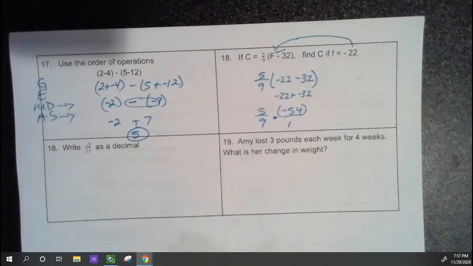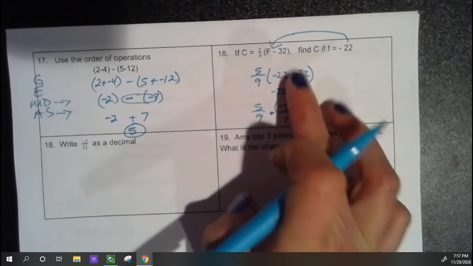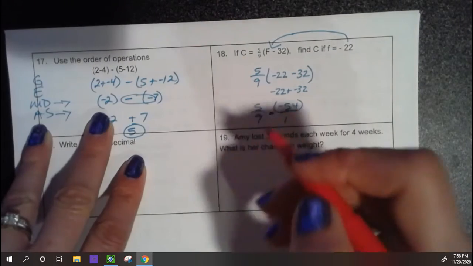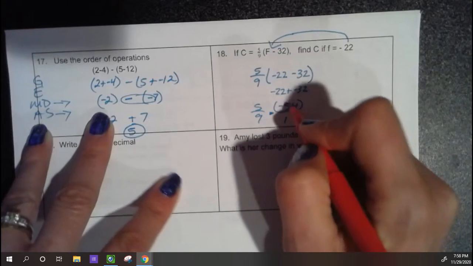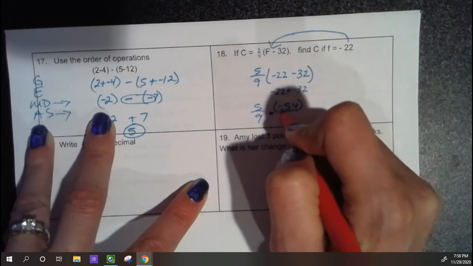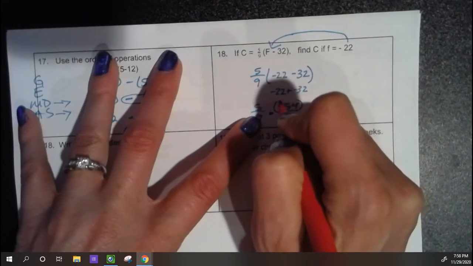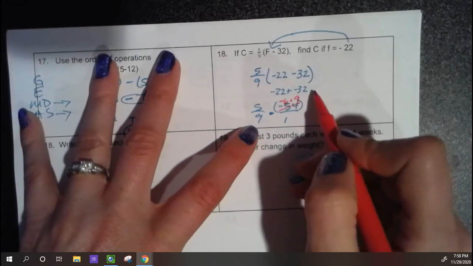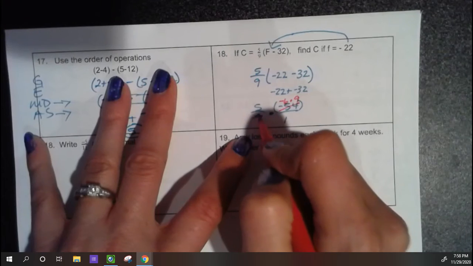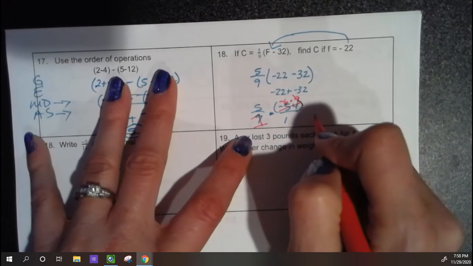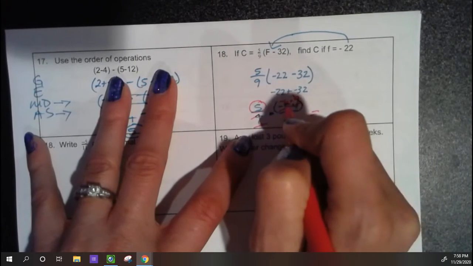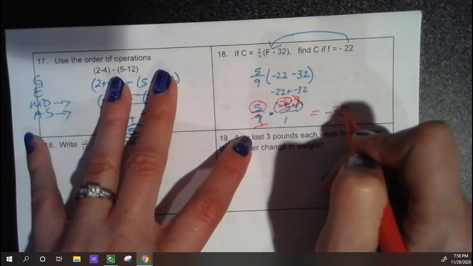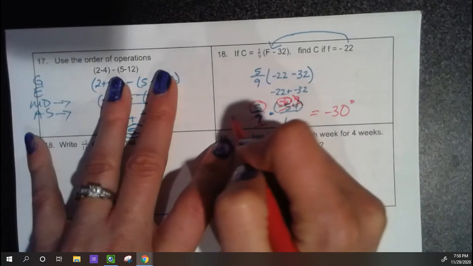And last, I am going to do the multiplication. My parentheses are done. So I'm going to multiply. Instead of multiplying straight across, I'm noticing that 54 has a 9 in it. A 54 is really negative 6 times a positive 9. By doing that cross canceling, it's going to make my numbers go smaller. So this 9 will cancel out this 9. And then I'm going to have 5 times negative 6, which is negative 30 degrees Celsius.